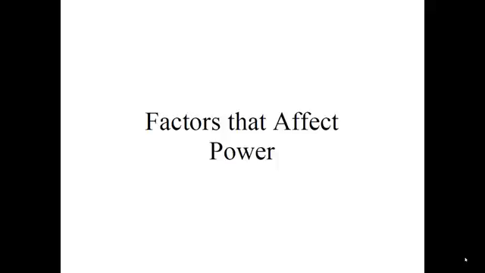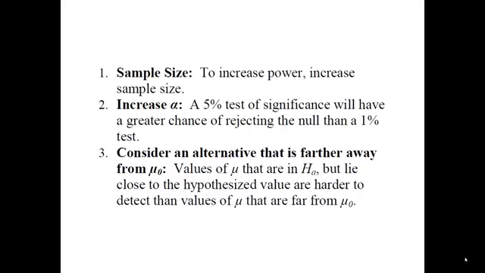Factors that affect power. 1. Sample size. To increase power, increase sample size. 2. Increase alpha. A 5% test of significance will have a greater chance of rejecting the null than a 1% test.